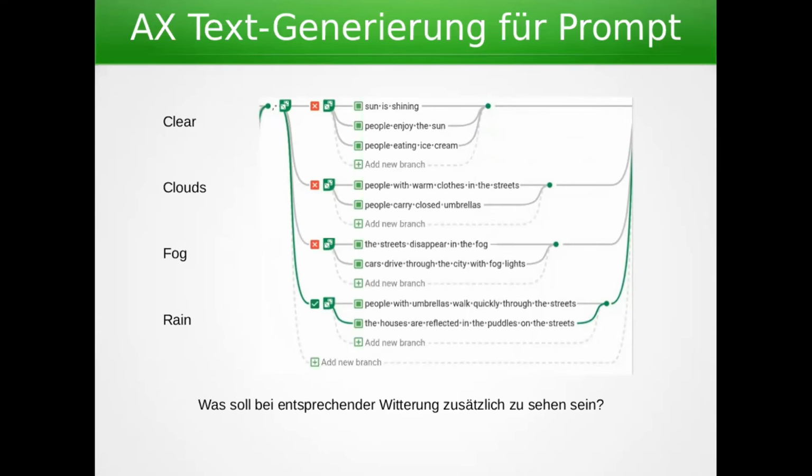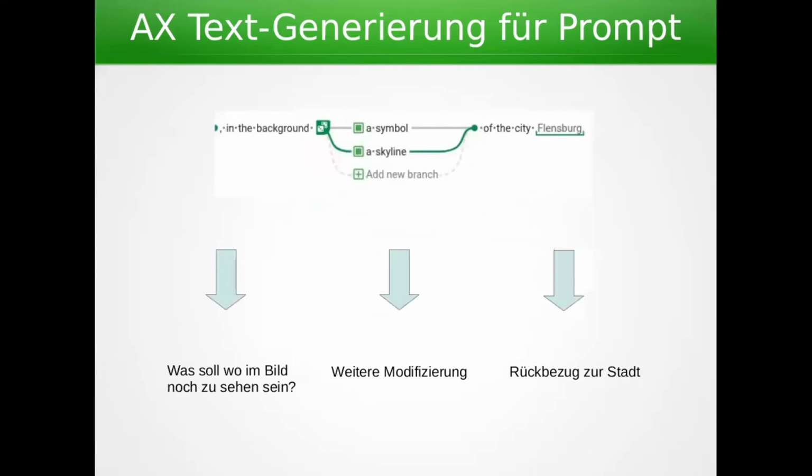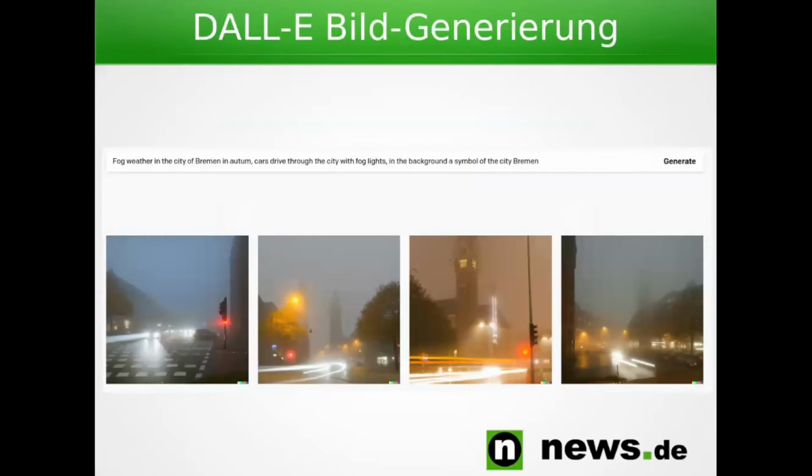And I also did the same for the weather conditions. What could be seen on the picture when it is cloudy or when it's rainy? What else should be seen on these images? And you can randomize this also. And you can also decide on what is to be seen in the background. I wanted to have a skyline of the cities or a symbolic building, for instance, of a city, and the AI knows these sites in a city very well. I can show you an example later on.